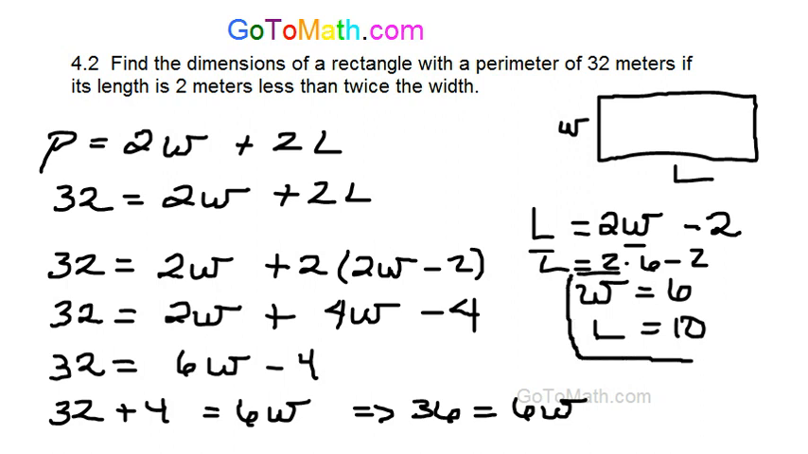So we now have the dimensions to our rectangle. We know that this is going to be a 6 by 10. I guess you could say a 6 by 10. Right? There you go. Okay. 6 by 10. That 10 needs to be worked on a little bit.